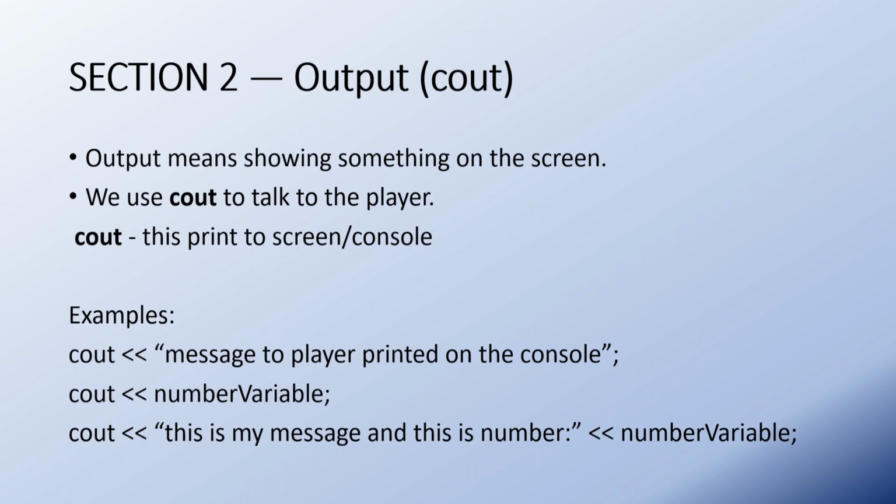Output means showing something on the screen, and in C++ we use cout to talk to the player. It prints messages or numbers into the console window. For example, we can print a simple message or we can print the value of a variable. We can even combine text and variables in one line. This is how our game communicates with the player.